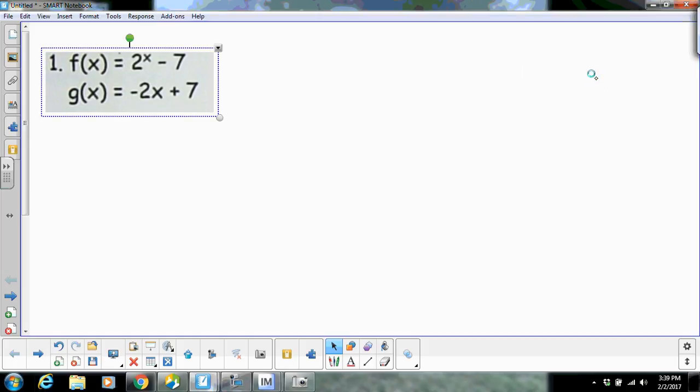All right, so let's get started on a few of your homework problems from tonight. Remember, these are the ones that we did today, and you're just asking when are they equal. Problems 1, 2, 3, and 4 all ask when is f of x equal to g of x. So I'm going to start with my little t-chart.